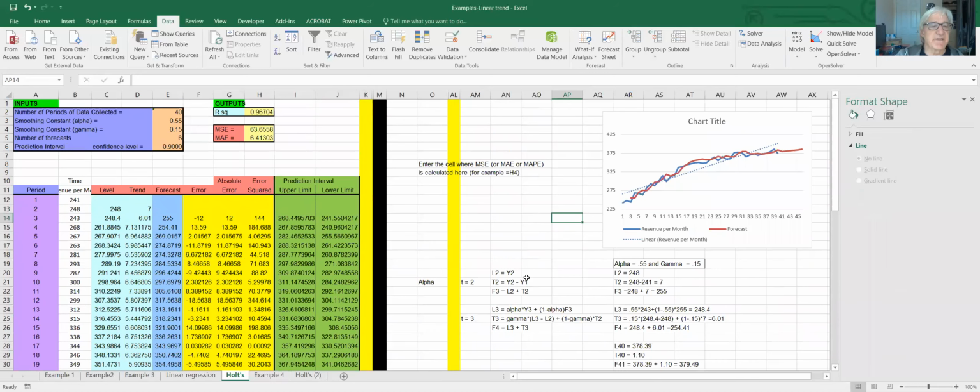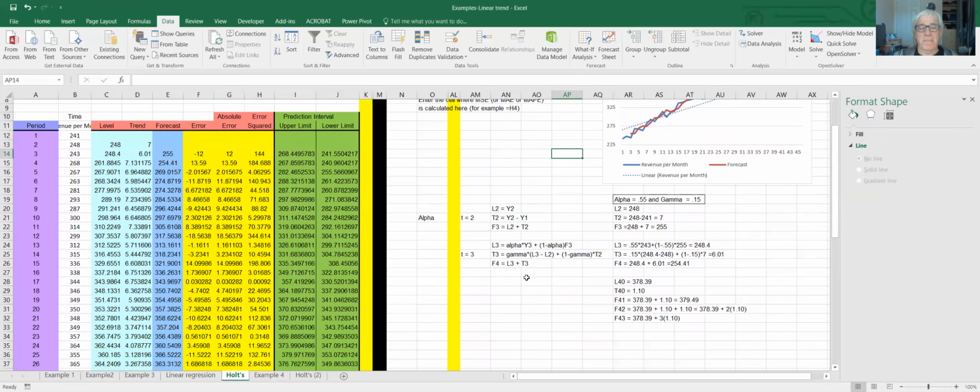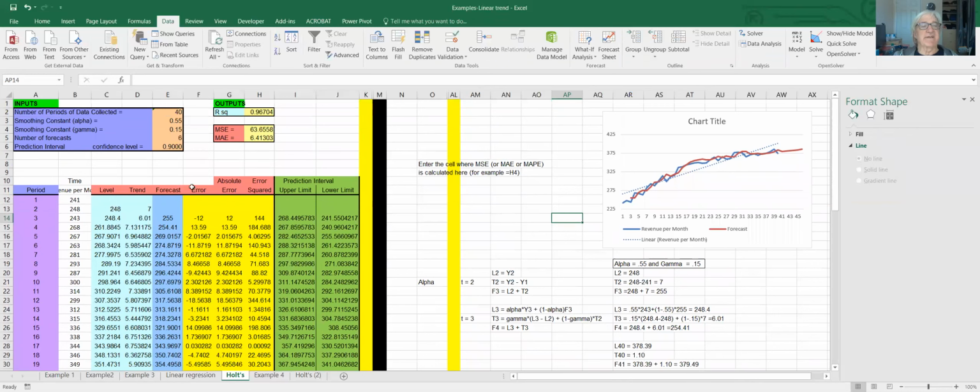What else here? The values alpha and gamma. So I took alpha and gamma 0.55 and 0.15.